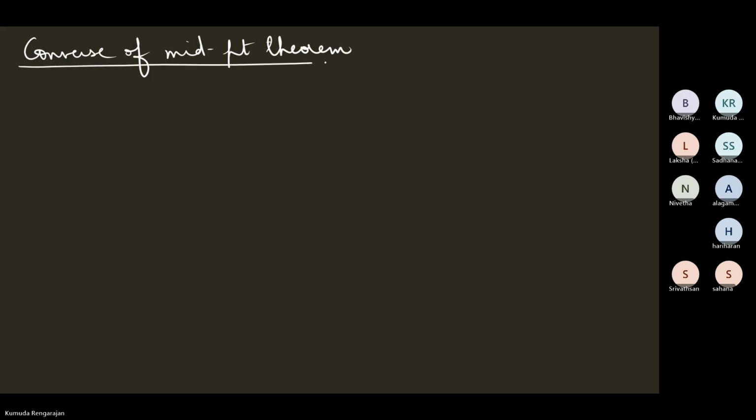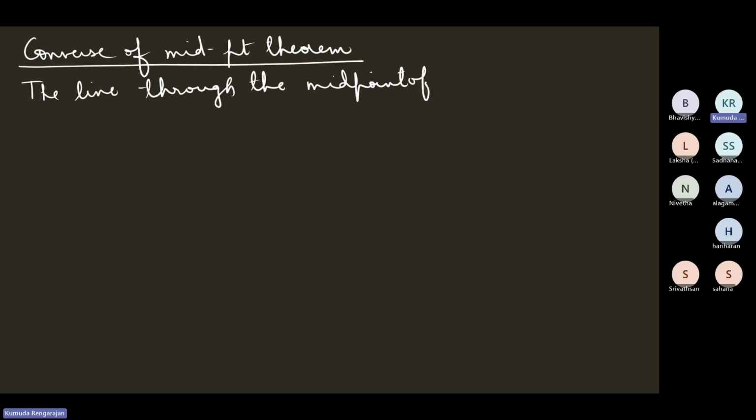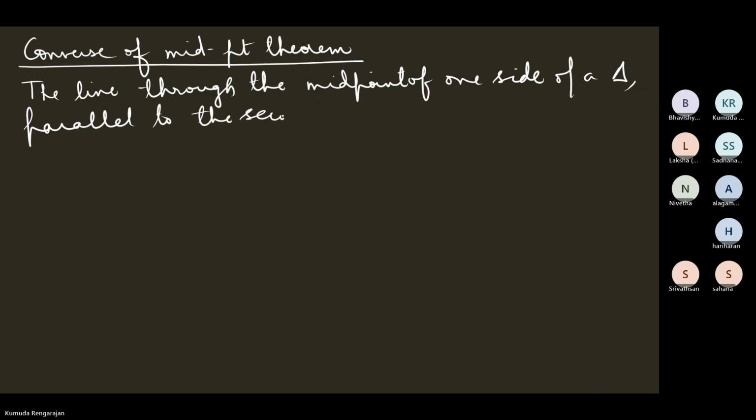Next is the converse of midpoint theorem. Converse of midpoint theorem. The line through the midpoint of one side of a triangle parallel to the second side bisects the third side.